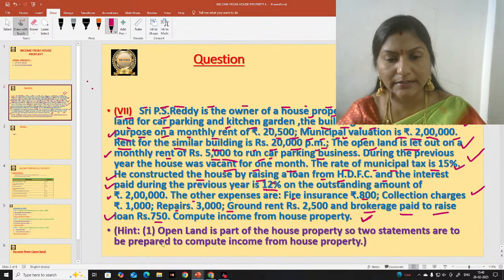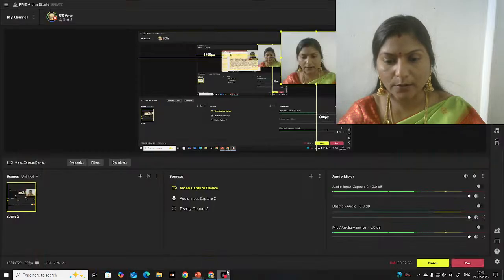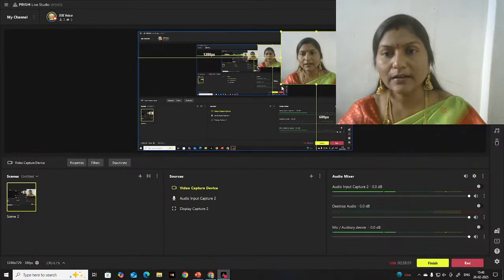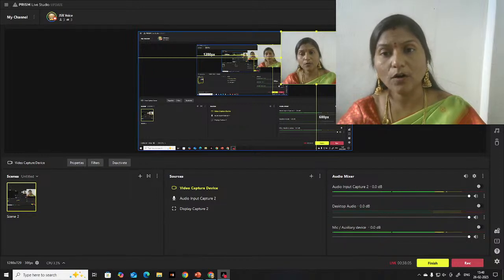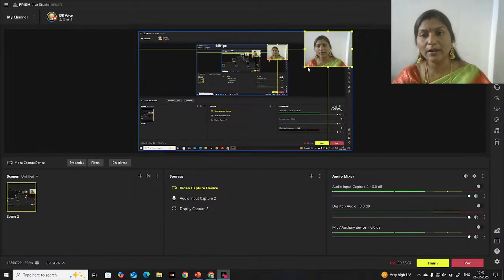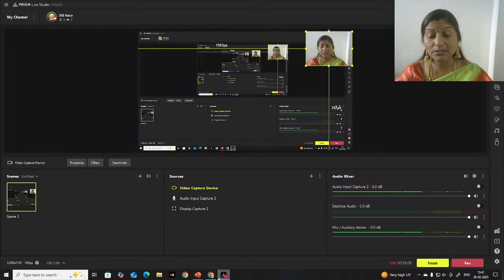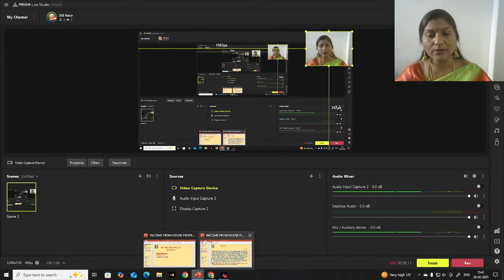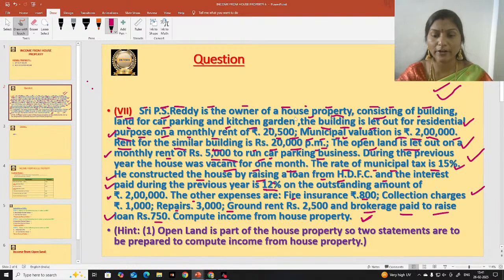20,500. He is collecting 20,500, but 20,500 is for 12 months. But what is happening here? 1 month rent he is not receiving. Why is he not receiving 1 month rent? Because the house was vacant for 1 month. So the house here is vacant for 1 month.